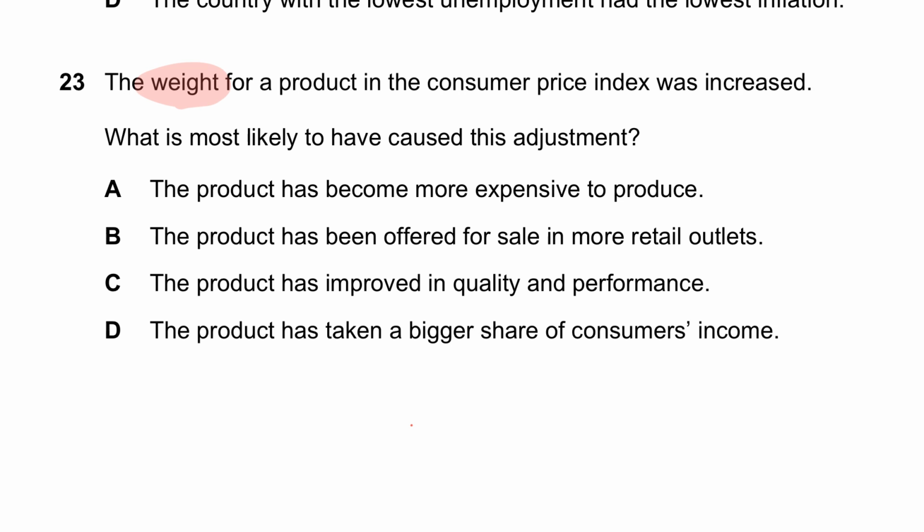income. And that's why D is the right answer, which says that the product has taken a bigger share of consumers' income, which means a larger percentage of the income is now spent on that good.